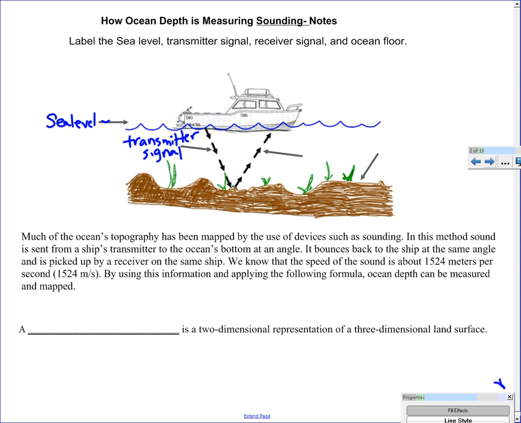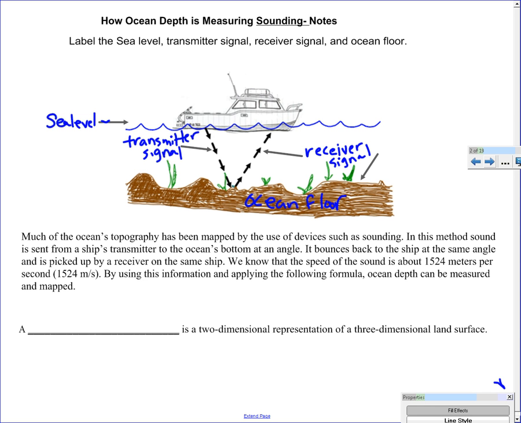So that lets us know that that sound has hit something, and it's going to bounce back. When that sound bounces back, what is that signal called? This is your receiver signal. And this area down here is called your ocean floor.